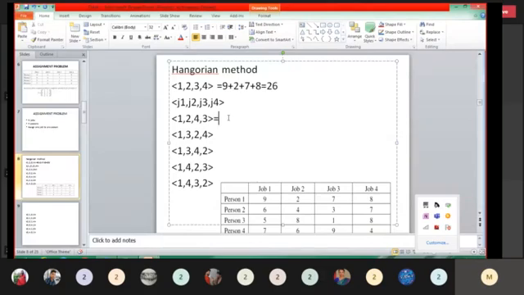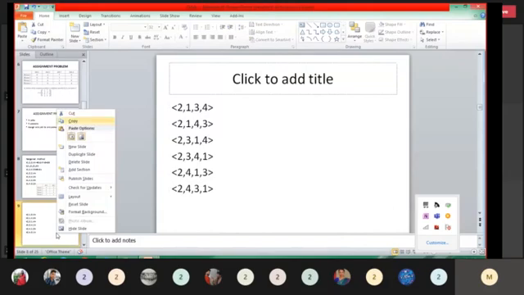Next, assign job 1 to person 1, 9, plus job 2 to person 2, that is 2. 9 plus 2 plus job 4 to person 3. Now job 4 is 9. A student says: ma'am, can't understand how you are taking this. Okay, let me explain again.